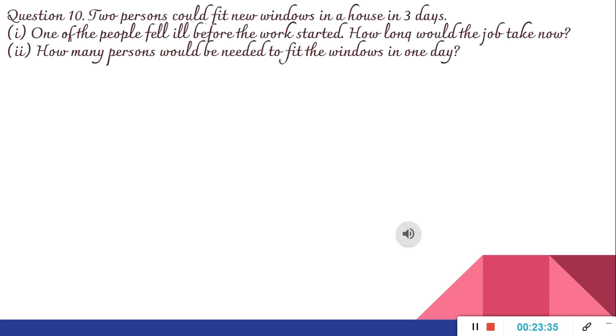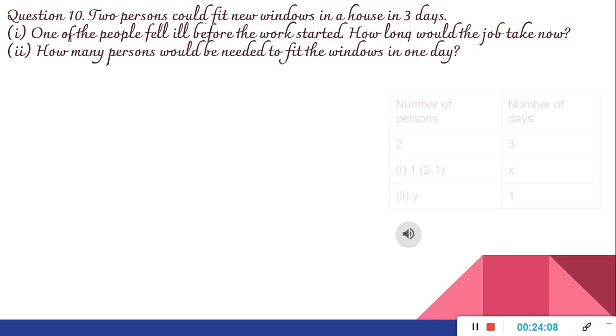Now question number 10. Two persons could fit new windows in a house in 3 days. Here two questions are there. Let's see the first one. One of the people fell ill before the work started. How long would the job take now? The second question is how many persons would be needed to fit the windows in 1 day? Okay, so in the table you can see that we are taking both the questions together.